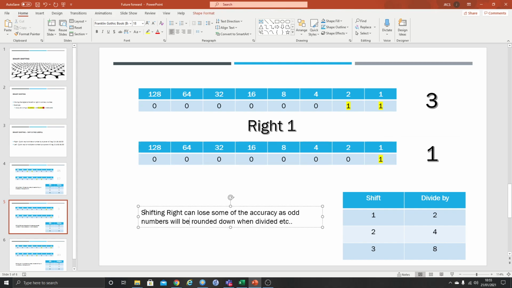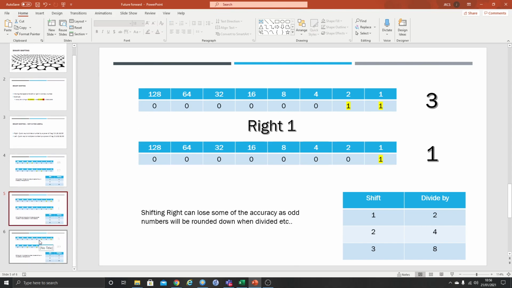Quite a common question might say something like, why is performing a shift to the right and then a shift to the left by 1 not always the same? You can say, because sometimes you lose accuracy. So here, say we shift 3 to the right by 1, we get 1. We shift this back left, we get 2. So we haven't got the same number. So it's not always the same performing a right shift and a left shift. Left first is fine, as long as you don't get any overflows at this end.